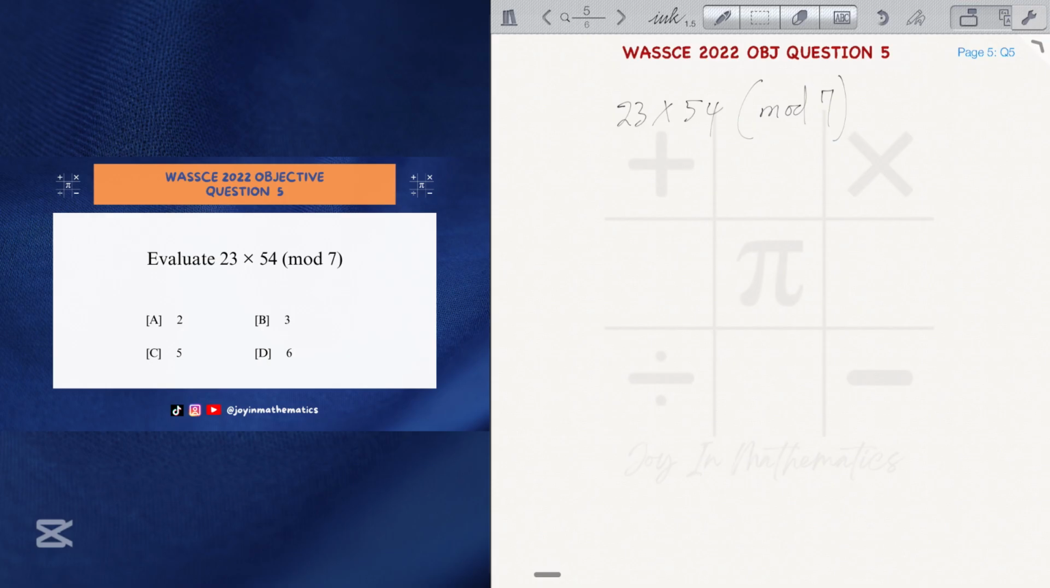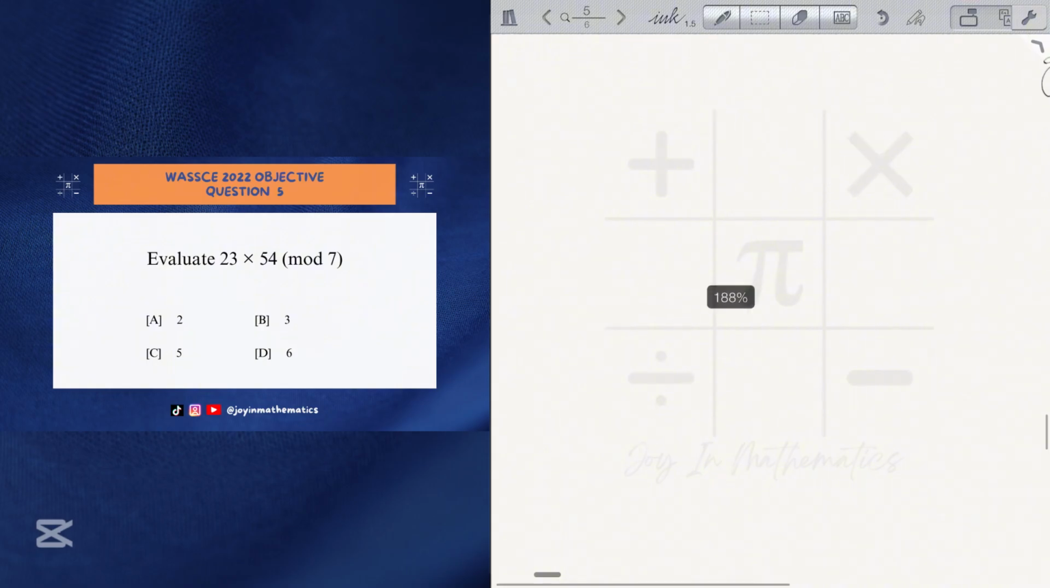Now let's proceed further to WAEC 2022 objective question 5. The question says we should evaluate 23 multiplied by 54 with a mod of 7. The mod of 7 here means the final answer we'll have must be less than 7 and greater than or equal to 0. So before then, let's take a quick example. Just leave the question alone and let's dive in here.